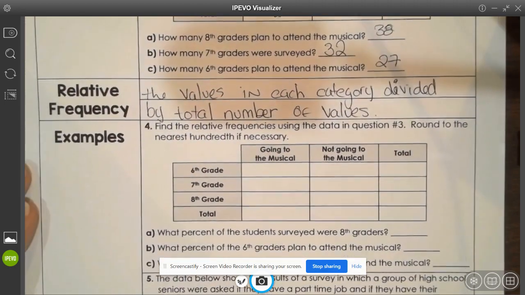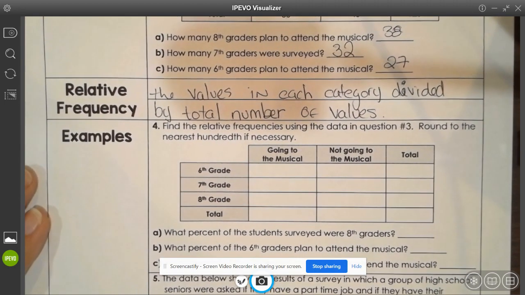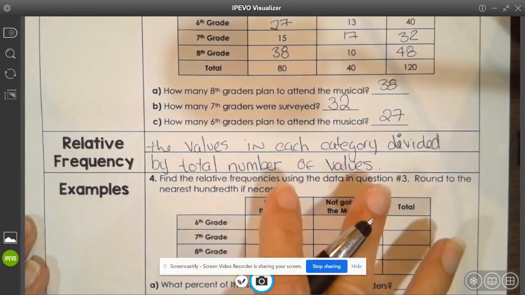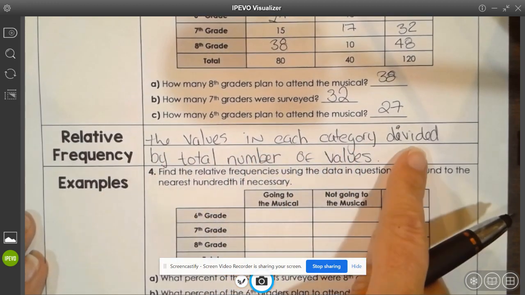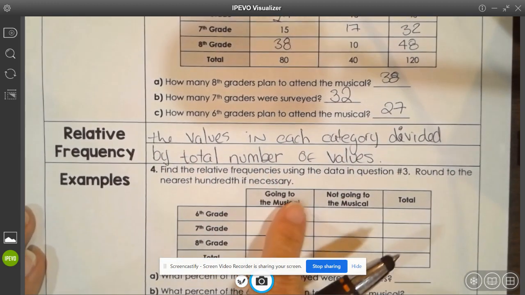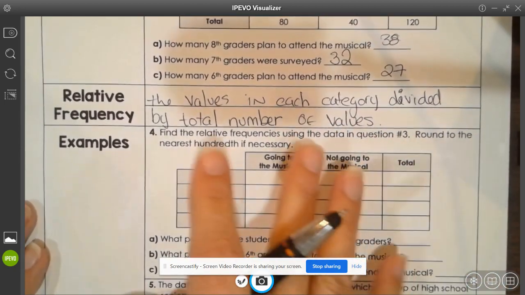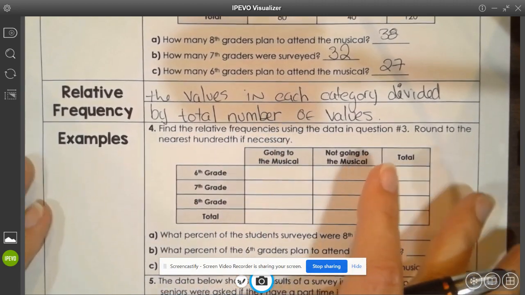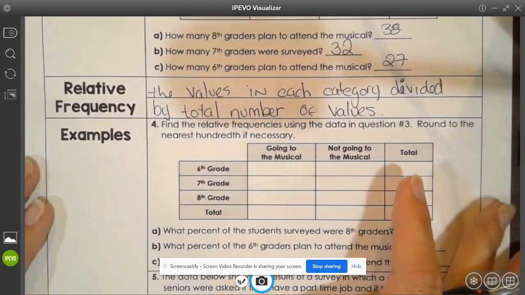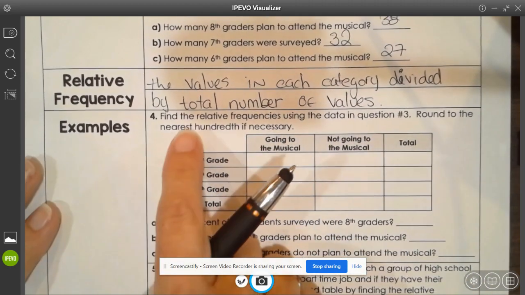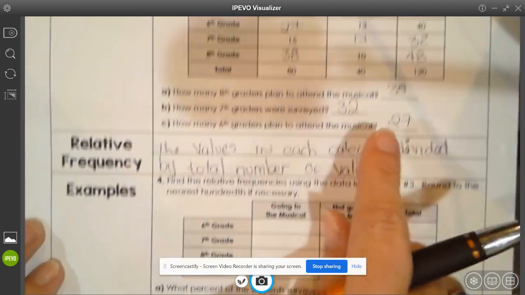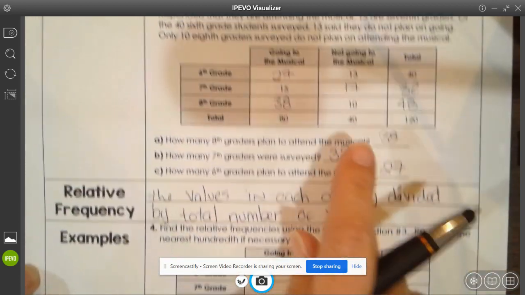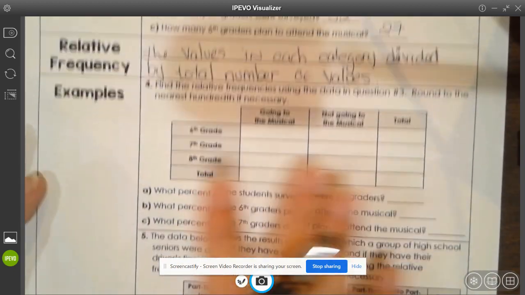Now, lastly, we're gonna go through relative frequency. What is that? It's the same information that we're gathering here. Relative frequency is the values in each category divided by the total number of values. So it's like finding percentages, okay? So what's the frequency of each of the numbers against the total number? So it's finding a percentage. So find the relative frequencies using the data in question 3, so this one, round to the nearest hundredth if necessary. So let's work with this data, use it right here.